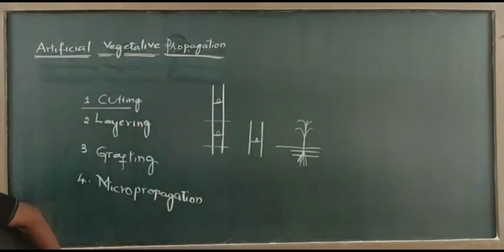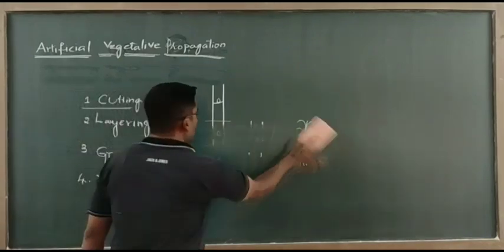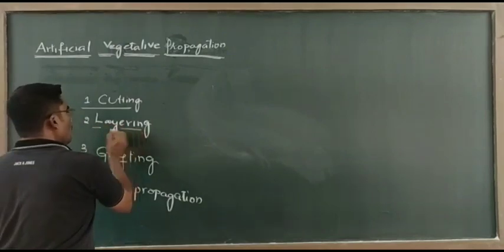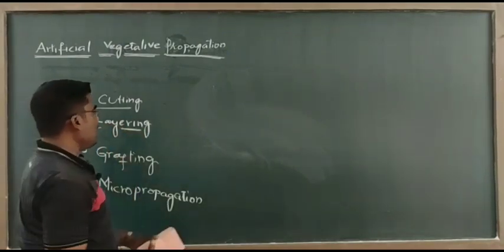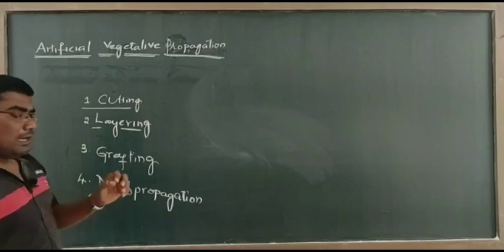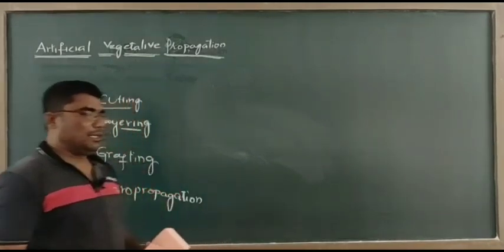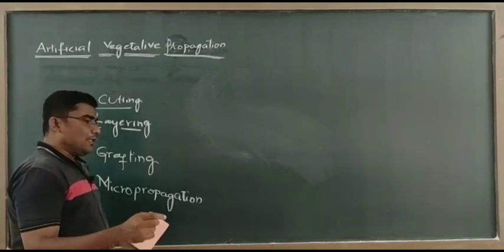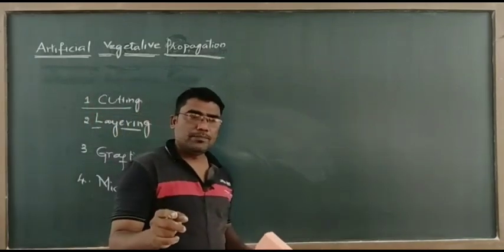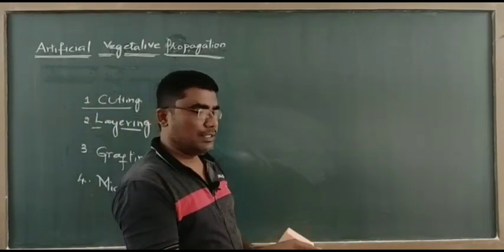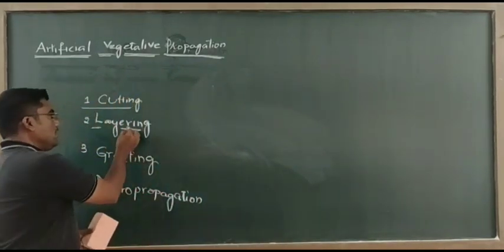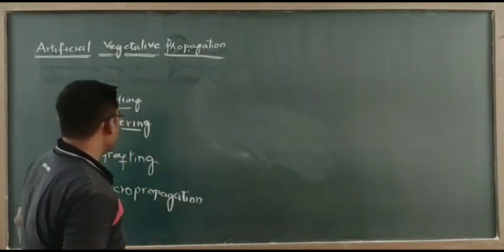Next, we have the next method of artificial vegetative propagation. It is layering. What is this layering? Layering is the technique of artificial vegetative propagation where in a plant body a branch is selected, and in that branch roots are artificially induced. When that branch produces roots, it is detached from the parental body and planted in a new area. This phenomenon is layering. We try to understand what exactly it is.